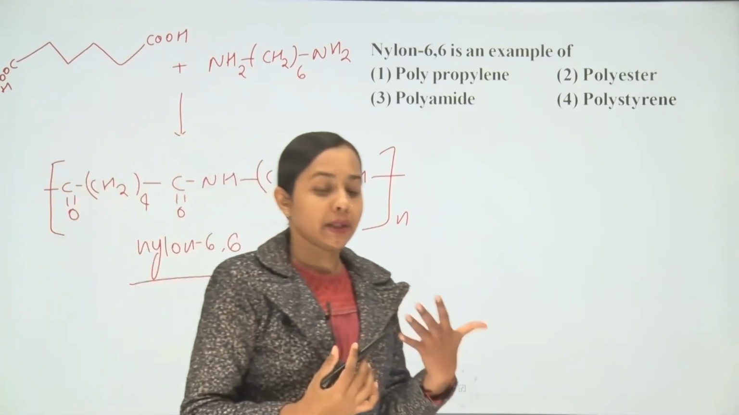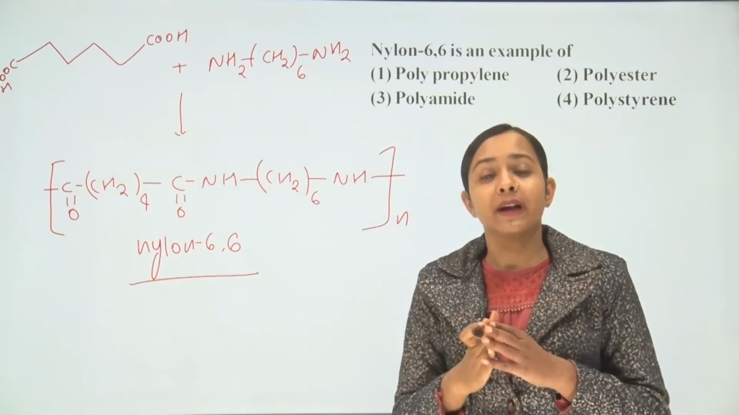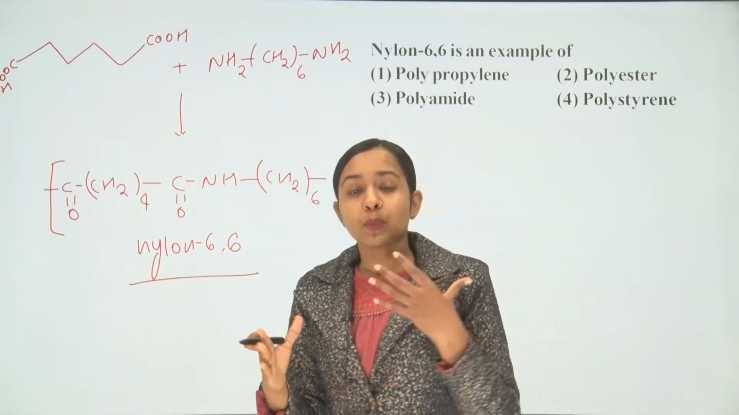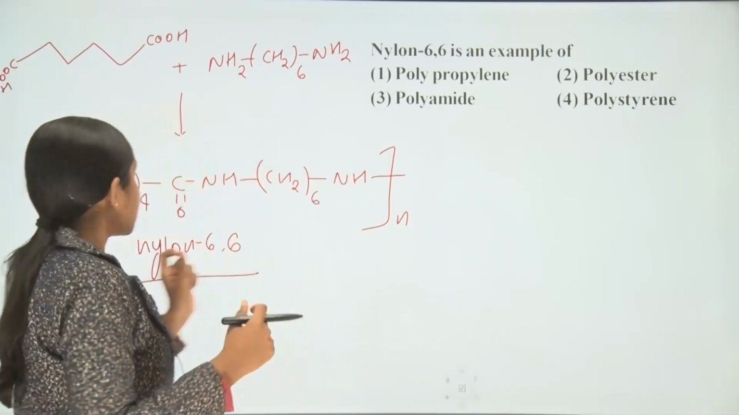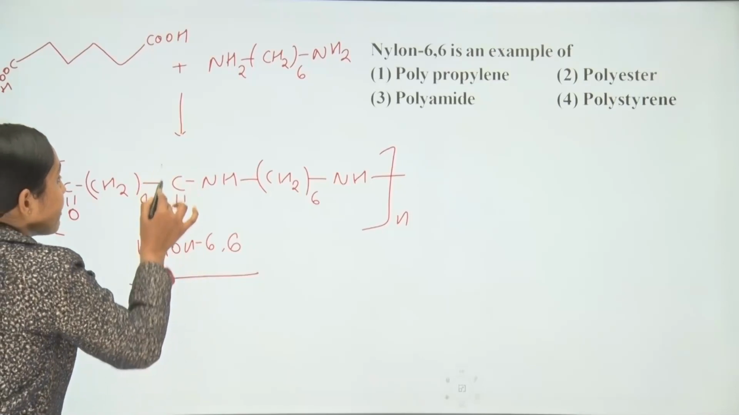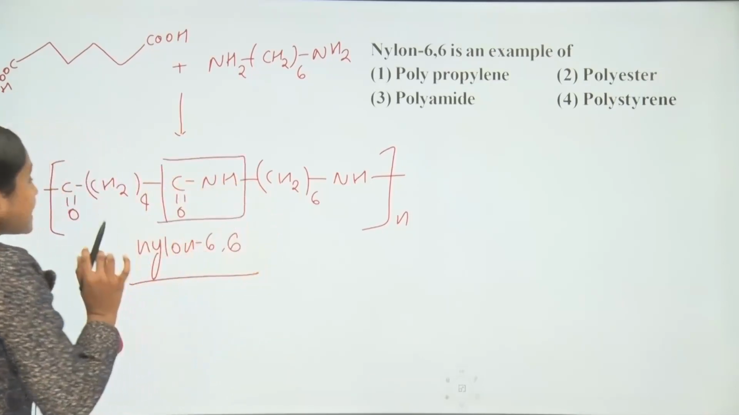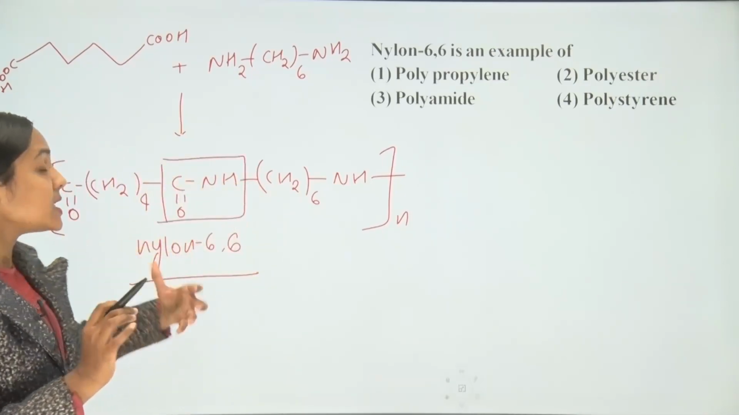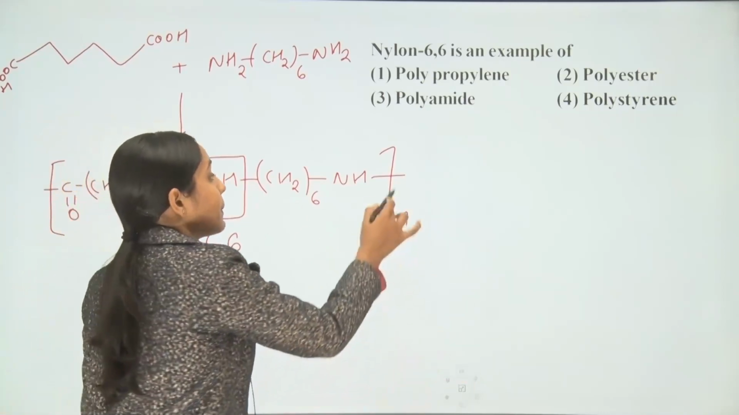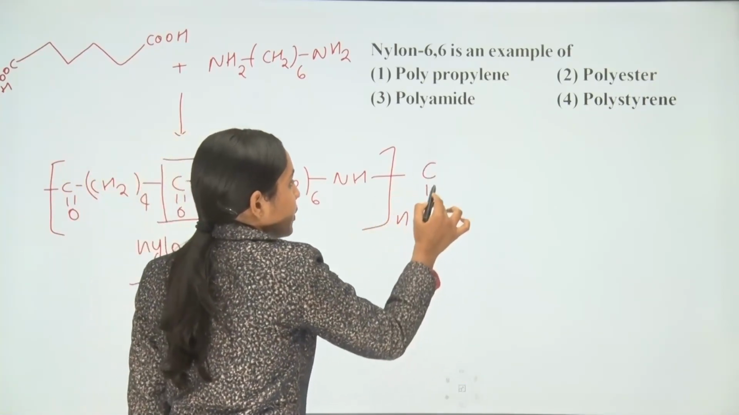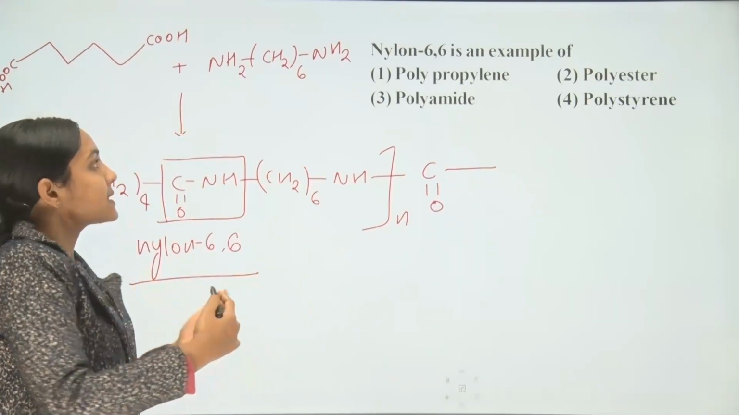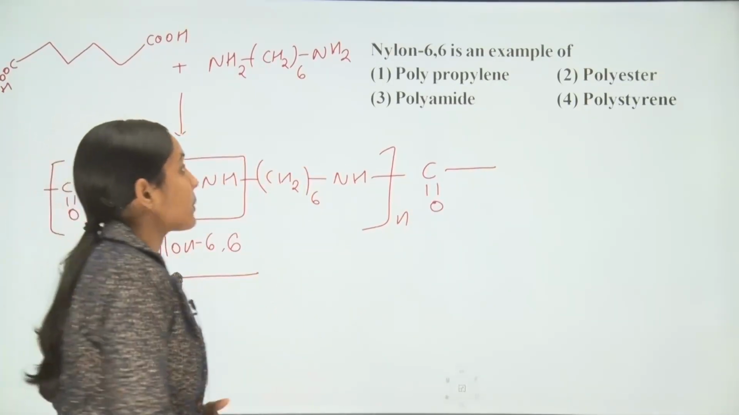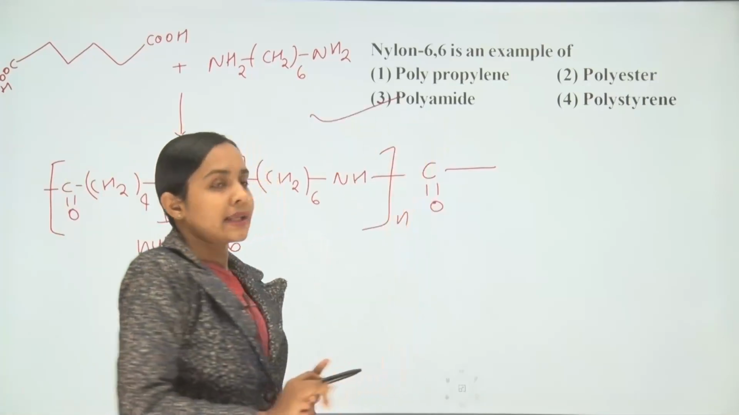Why? Because we know that polyamide fiber is a polymer which has repeating units linked by amide bonds, right? You can see here that in the nylon 6,6 these amide bonds are present, right? So this nylon 6,6 contains repeating units linked by amide bonds. Here again these amide bonds are present in this polymer, right? So basically this nylon 6,6 is an example of polyamide fiber. So that's why option 3 is the correct answer.